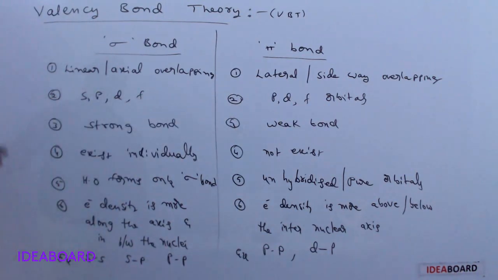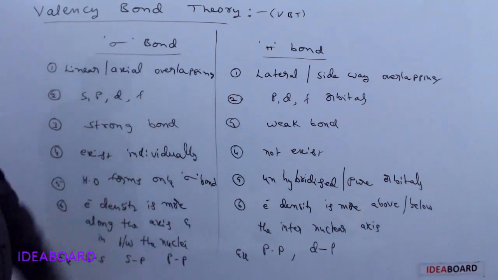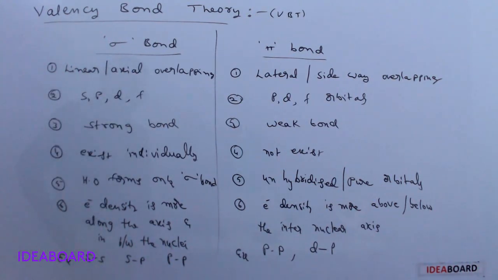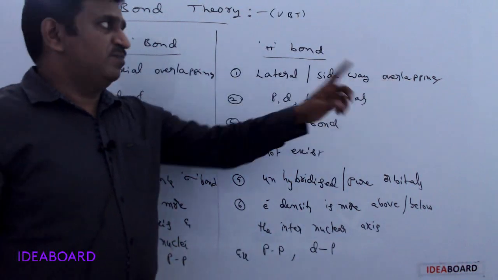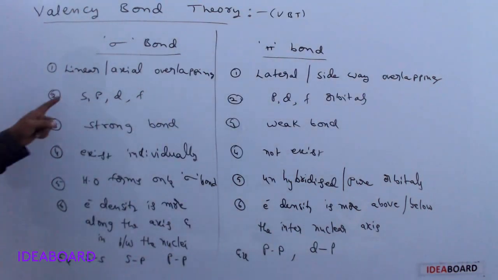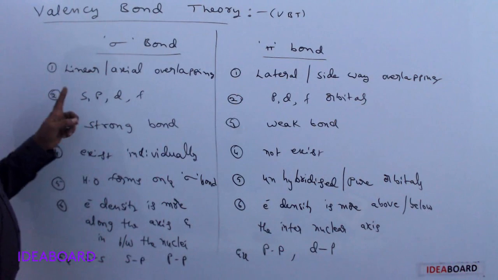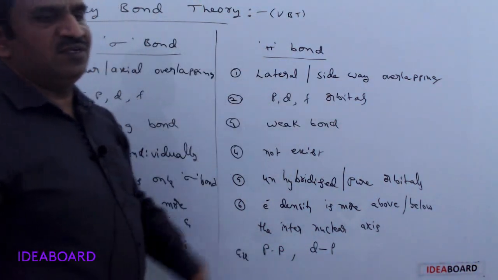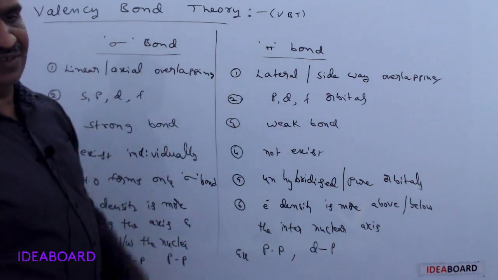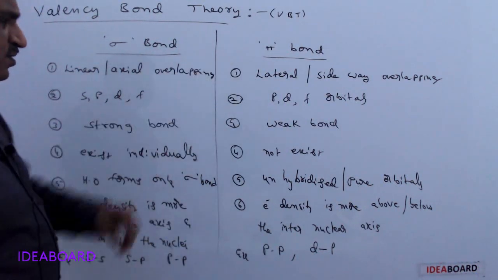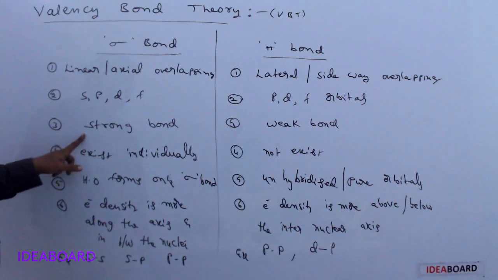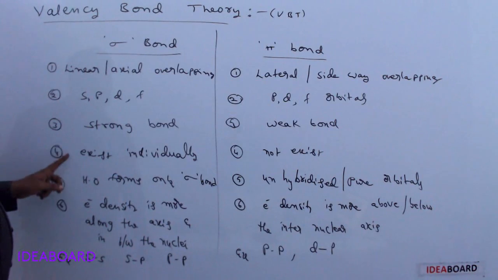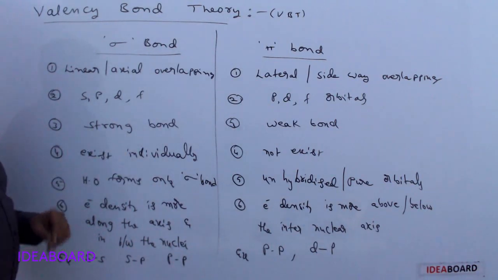The first one is linear or axial overlapping. We said internuclear axis overlapping forms sigma bonds. Lateral or sideways overlapping will form a pi bond. s, p, d, f orbitals form sigma bonds, whereas pi bonds are formed by p, d, f orbitals only, not s orbitals. s orbitals never form pi bonds. Sigma is a strong bond, and pi bond is a weak bond compared with sigma bond.